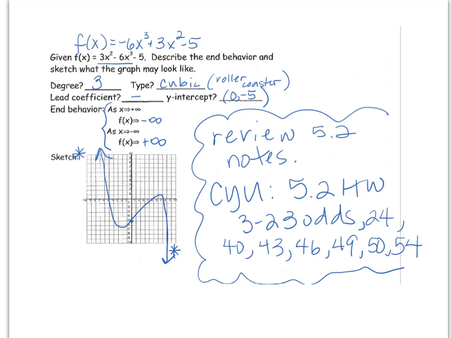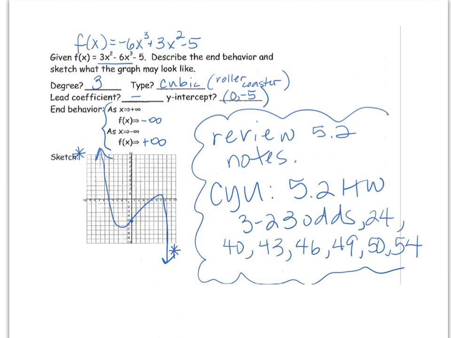Because it's degree 3, that's a cubic function. It's technically not a roller coaster, but it goes up and down and up, kind of like what you would do on a roller coaster. And with the lead coefficient being negative, that'll help us determine the end behavior. If it's odd, arrows have to go in opposite directions. And if the lead coefficient is negative, it's kind of like a negative slope.